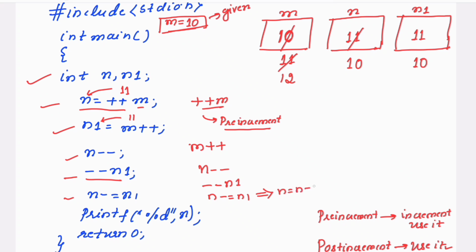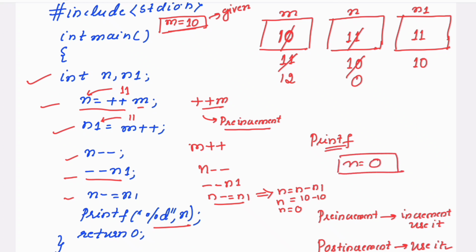Next statement is n minus equal to n1, which is actually n equal to n minus n1. You can write this statement as n equal to n minus n1. What is the value for n? n is 10. n1 is also 10. So the n value becomes 10 minus 10, which is 0. Now the n value is 0. Then printf percentage d n. So the output after the printf statement will be n equal to 0. This is what you are getting.